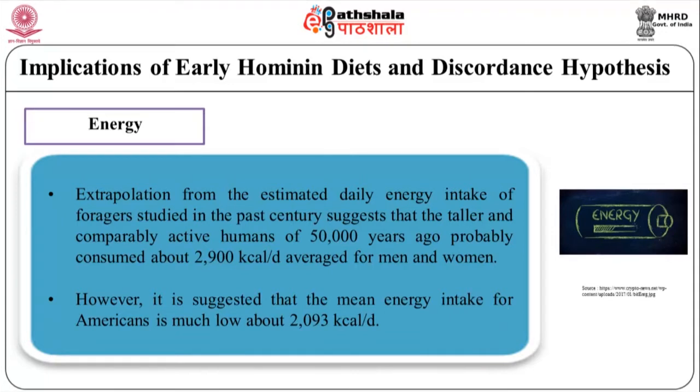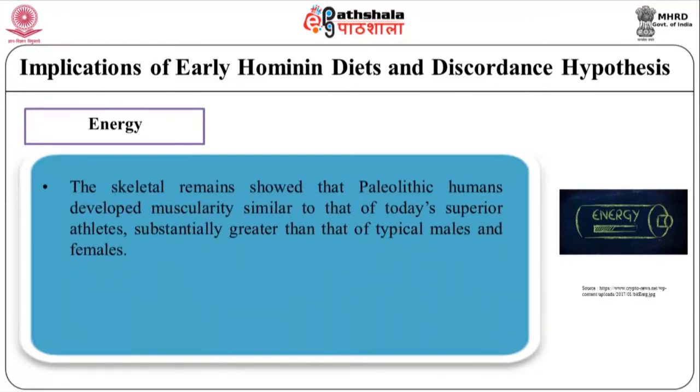Nevertheless, recently studied hunter-gatherers have body mass indices averaging 21.6, which is well within the accepted normal range, that is 18.5 to 25 kg per meter squared. The American average is 26.5. Foragers' skinfold thicknesses are typically half or less than those of age-matched contemporary North Americans. Further, the skeletal remains show that Paleolithic humans developed muscularity similar to that of today's superior athletes, substantially greater than that of typical males and females.